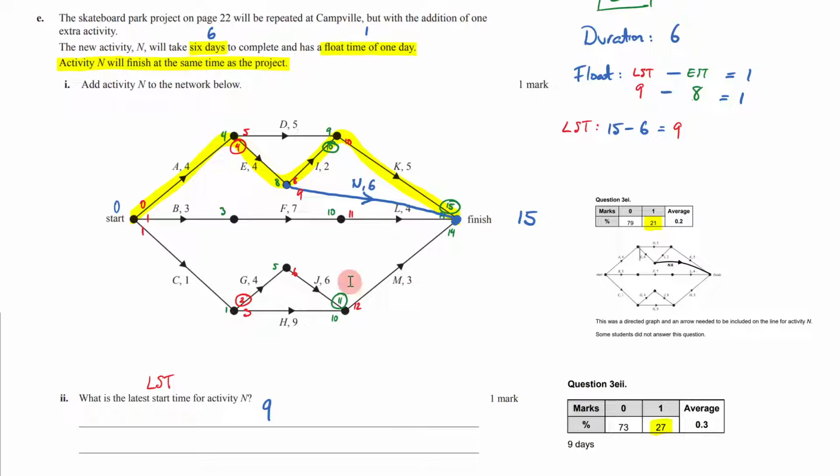So if you've got any ideas of how to do this one in an easier way, please let me know. Maybe leave it in the comments below. But this way does work.